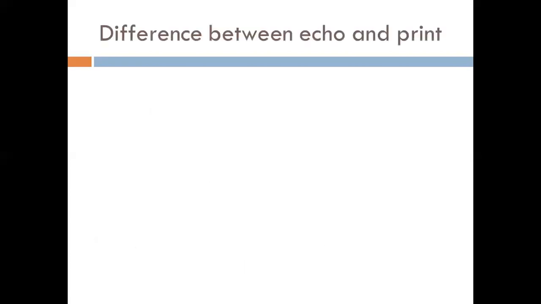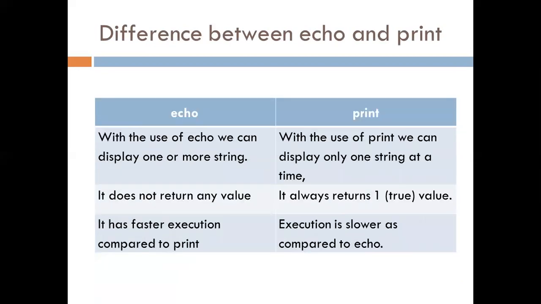Now the difference between echo and print. The first difference is that the echo statement is used to display one or more strings, whereas the print statement is used to display only one string at a time. The second difference is that the echo statement never returns any value, whereas the print statement always returns some value. The echo statement has faster execution compared to print, whereas the print statement is slower as compared to echo.